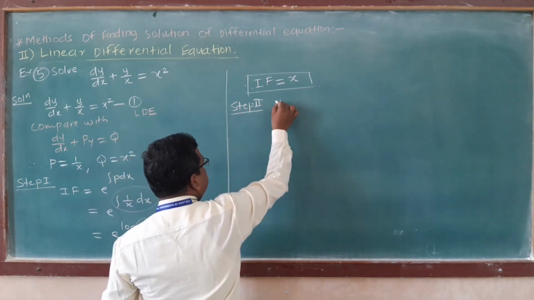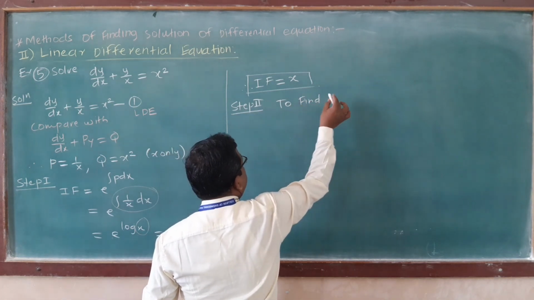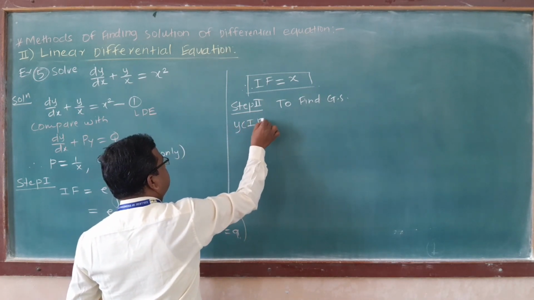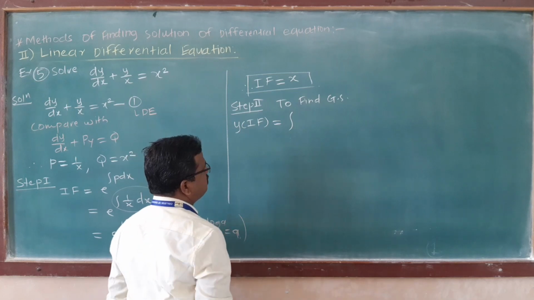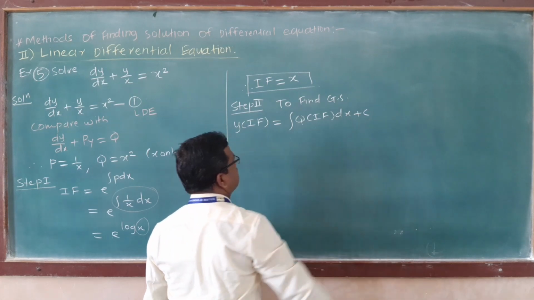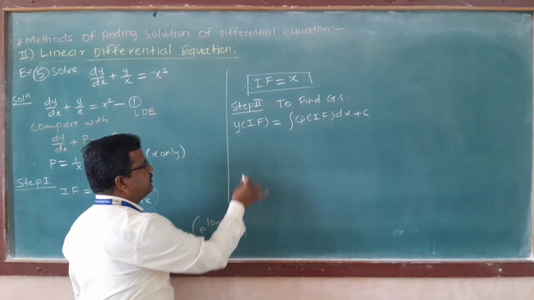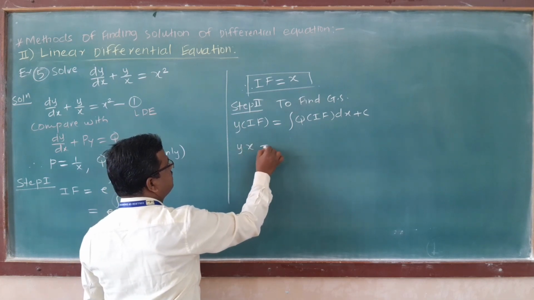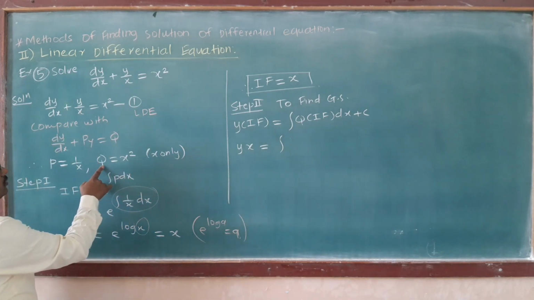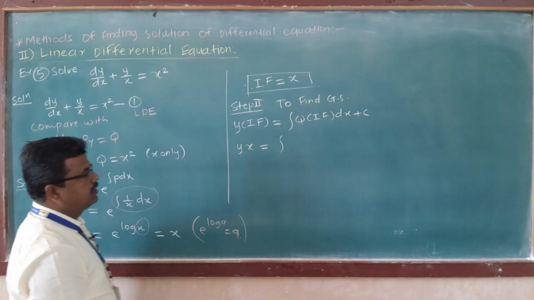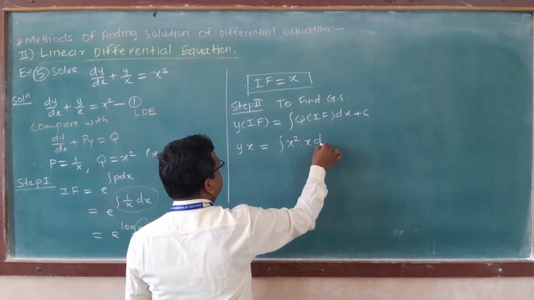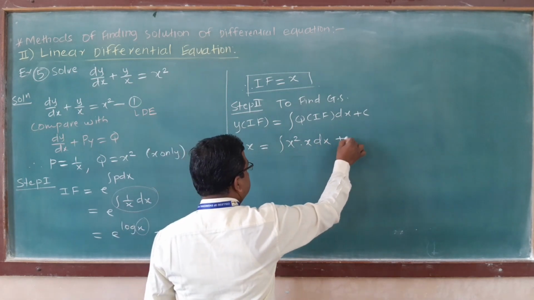In step 2 we find the general solution. The formula is y into IF equals integration of Q into IF dx plus c. Now put the value of the integrating factor. Y into IF means y into x, which is equal to integration of Q. Q is the right hand side, which is x square, into IF, which is x, with respect to x, plus c.